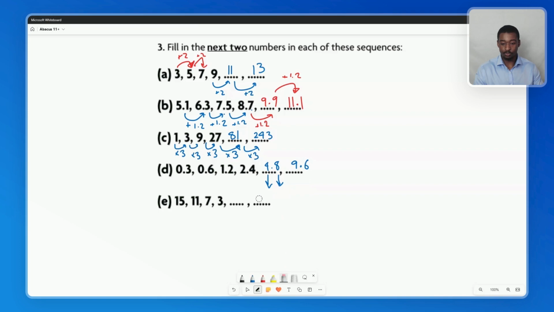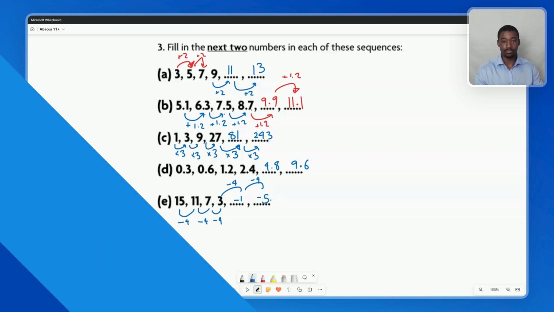Okay, and now let's do E. So here we have some subtraction going on. So 15 to 11 minus 4, minus 4, minus 4. Continue that pattern. -1, -5. So those are our answers.